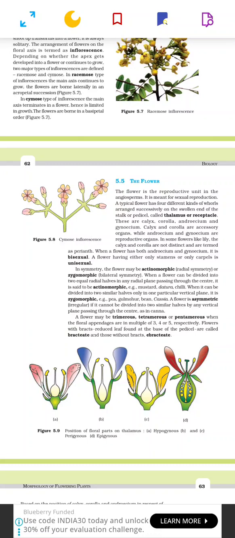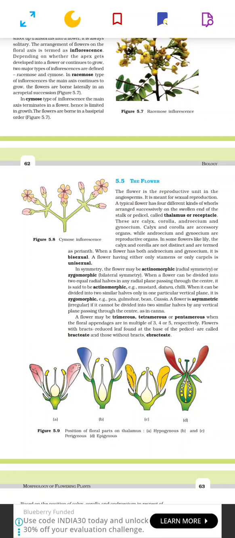A typical flower has four different kinds of whorls arranged successively on the swollen end of the stalk or pedicel, called thalamus or the receptacle. These are calyx, corolla, androecium, and gynoecium. Calyx and corolla are the accessory organs, while androecium and gynoecium are the reproductive organs. In some flowers like lily, the calyx and corolla are not distinct and are termed as a perianth. When a flower has both androecium and gynoecium, it is termed as bisexual. A flower having either only the stamens or only carpels is unisexual.